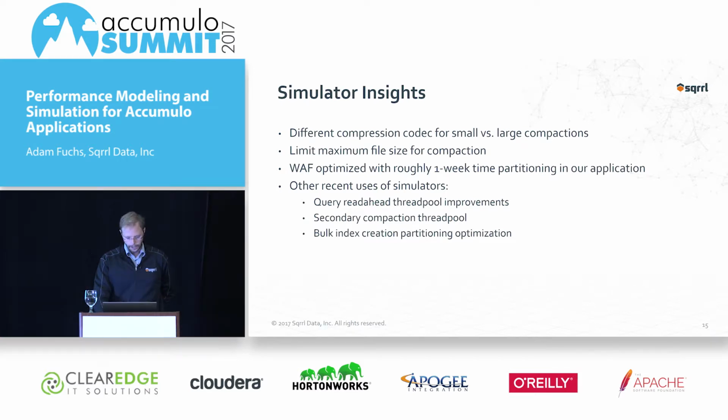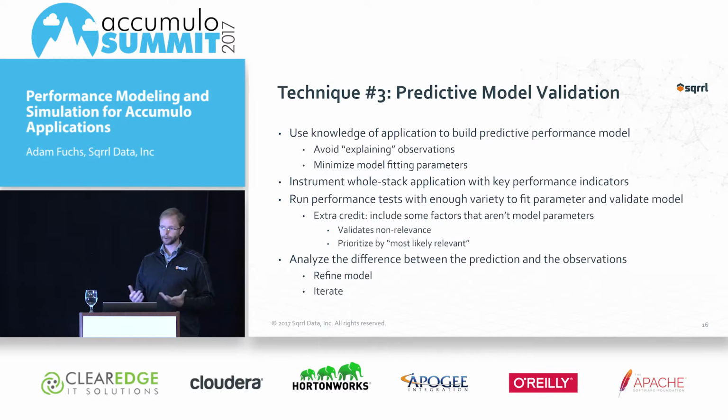OK. All right, so we've looked at micro-benchmarking so far. We've looked at the simulator. The simulator isn't running my real code. My micro-benchmarking isn't running enough of my code to get a full picture. So how do I really bring all these things together and make sure that my overall system is going to perform well? That's where this third technique comes in: predictive model validation.